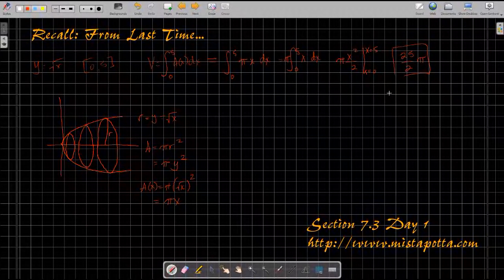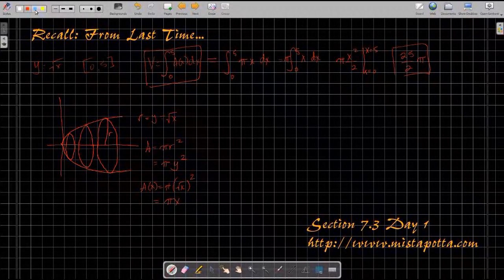Notice that the process is exactly the same as what we were doing yesterday. We're still finding our volume as a definite integral of our area function. But our area function has to be written in terms of x.